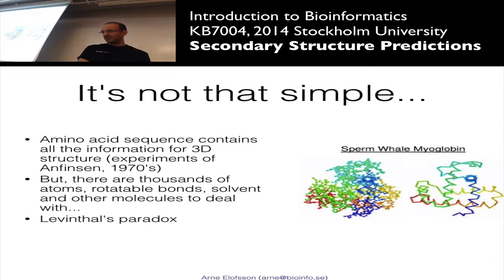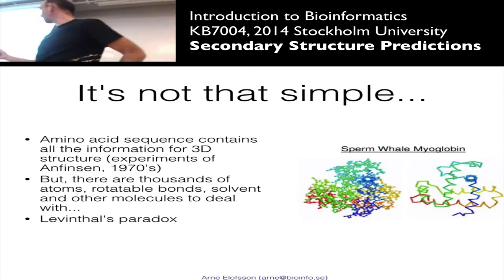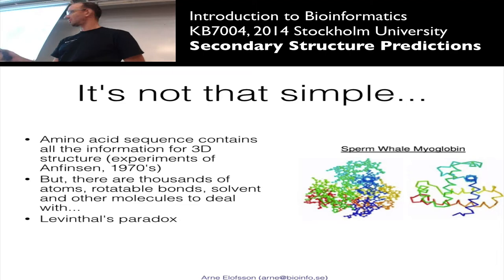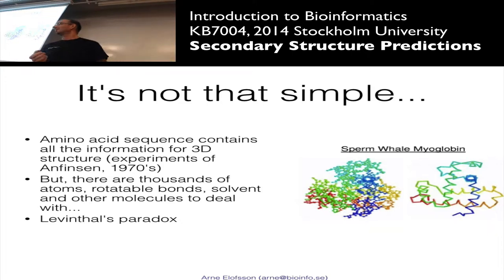However, the conformation space is really large. There's a famous Levinthal's paradox. If you just take an amino acid sequence of maybe 100 amino acids, and you have three rotations for each residue, the number 3 to the 100 is extremely big. It's bigger than the number of all the atoms in the universe, like 10 to the 30 or something like that. So it's a gigantic number.